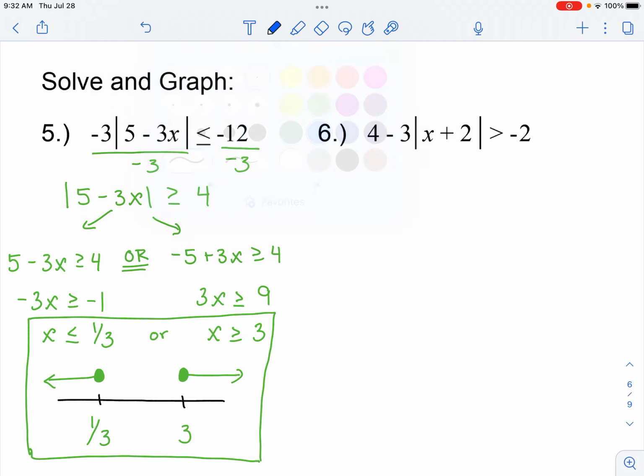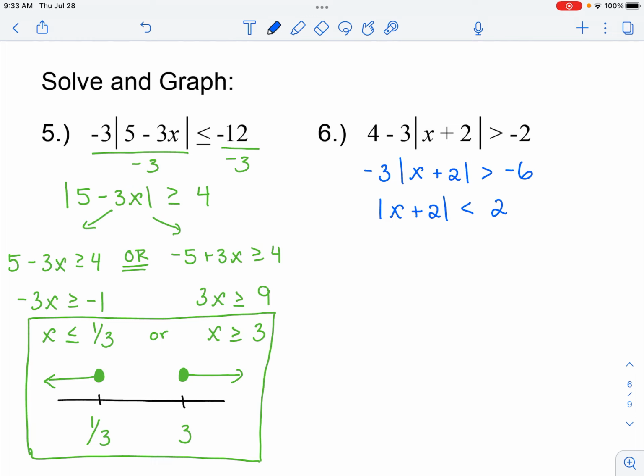Okay, on to number 6. For problem number 6, again, I need to isolate the absolute value before I can do anything else. I'm going to subtract the 4 to get -3 absolute value of x plus 2 is greater than, subtracting 4 gives me -6. And now I'm going to divide out the -3 to get absolute value of x plus 2 is less than 2.